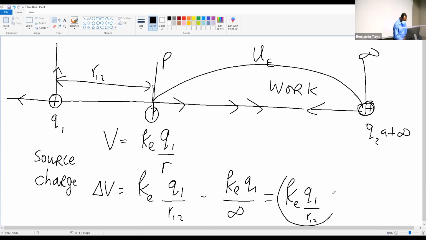So once you know that, then you can calculate this energy by taking test charge times delta V, which should be equal to Q2 times kE Q1 over R12.